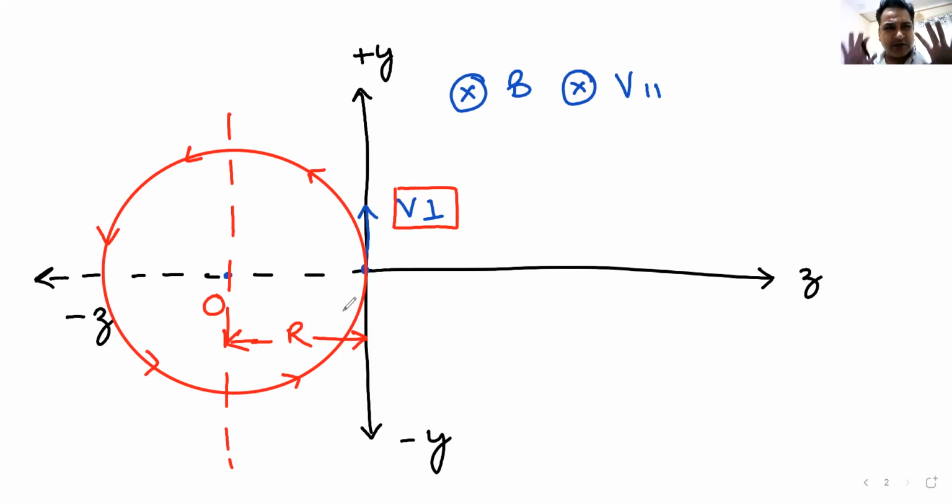Now this is uniform circular motion. At time t equals 0, the particle is here. At time t equals t seconds, it moves through an angle theta. How much is this theta? This theta is omega t. Omega is the angular velocity, qB by m. Yes or no?